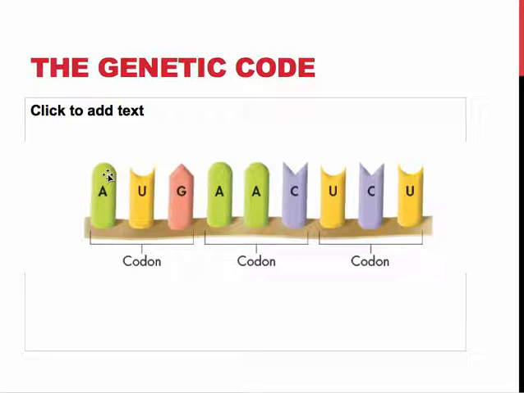Now, the analogy that I came up with: each base represents a letter, which is really obvious. Then a codon represents a word. So if you put 3 letters together, that's a word. Based on the word, or the codon, you get a certain amino acid.